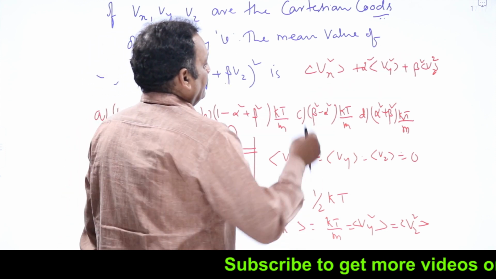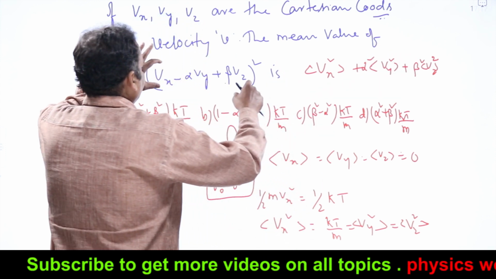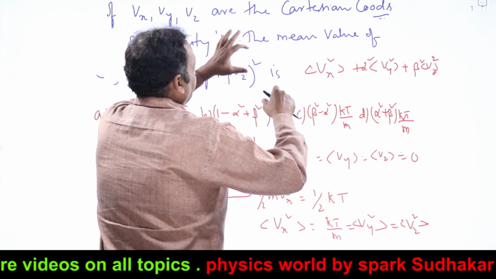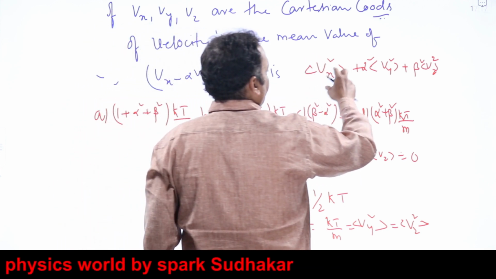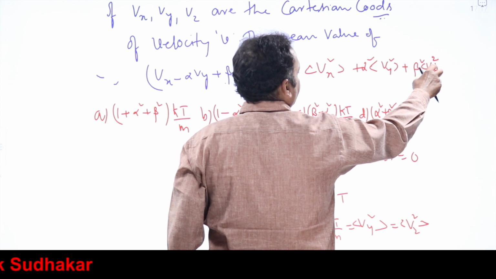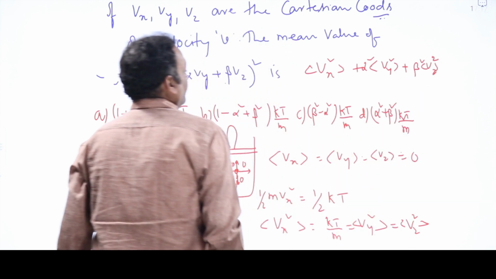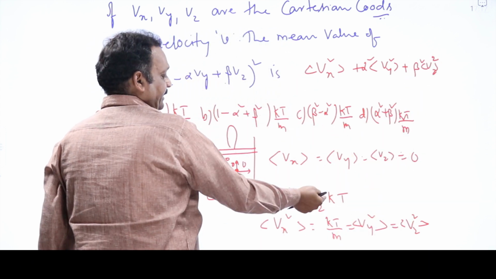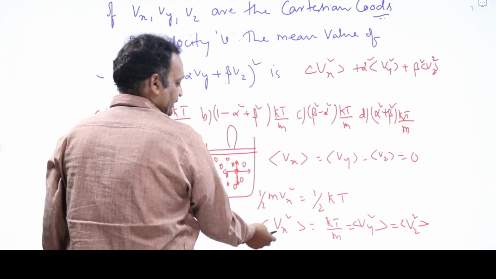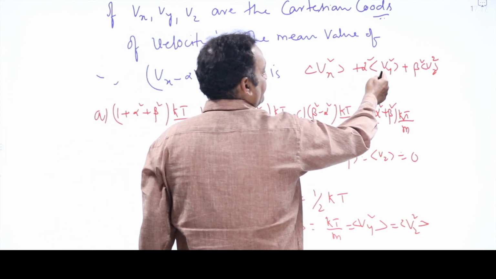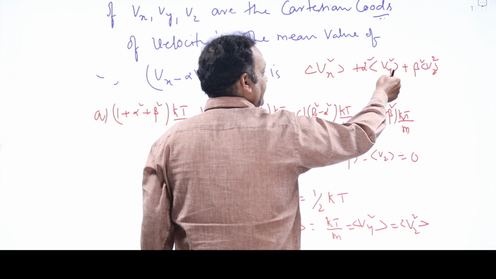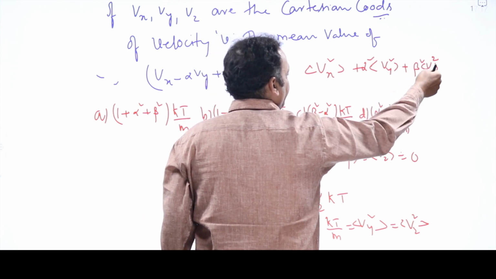So the remaining terms will become 0. Okay. So what is (Vx minus alpha Vy plus beta Vz) whole square? Which is nothing but Vx square plus alpha square Vy square plus beta square Vz square. Okay. Now what is Vx square? Vx square is Kt by m. Okay. Alpha square into Vy square is also Kt by m. Beta square into Kt by m.